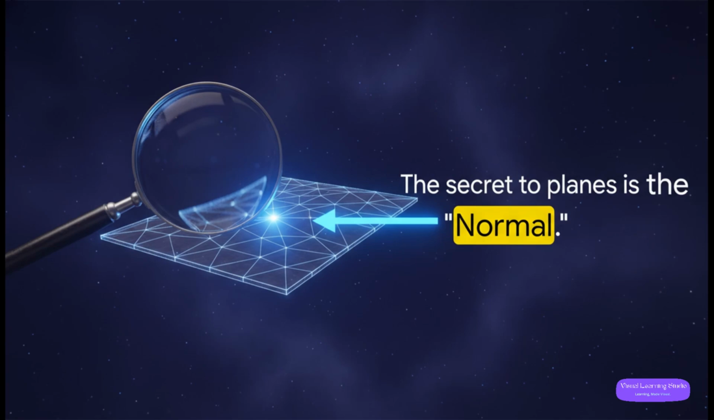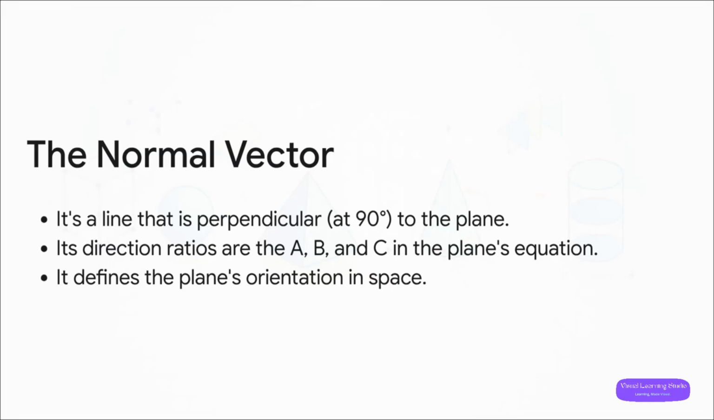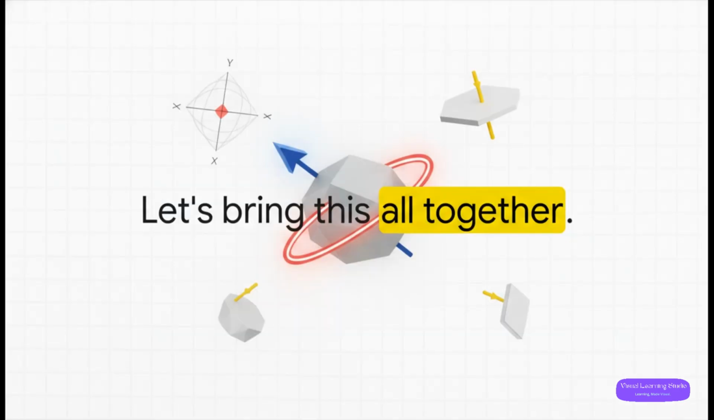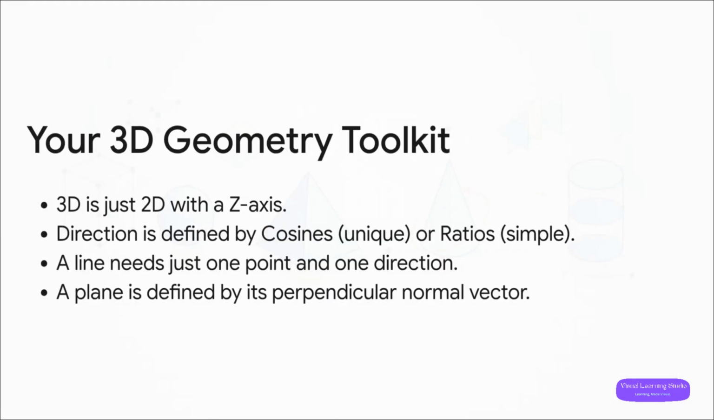But the real secret to planes is this thing called the normal. The normal is basically a handle for the plane. It tells you exactly which way it's facing. Simple. So let's bring this all together. We've covered a lot, but here's the absolute core of it. These are your core tools. Once you get these, all those crazy formulas just become, well, easy.